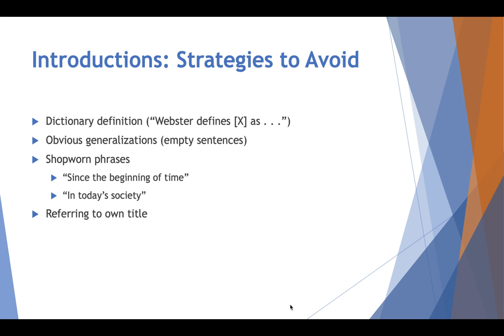You don't want to refer to your own title in your introduction. This is more because of formatting. Your paper will start immediately after your title. So if your title is, how I learned to be independent, and your first sentence is, I learned to be independent by moving 12 times when I was younger, it just feels repetitive or redundant to your readers to see those phrases back to back like that.